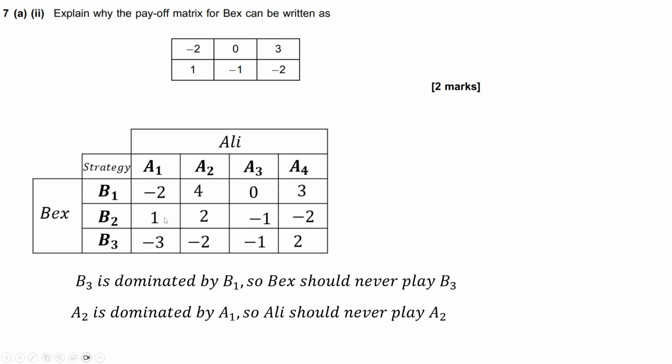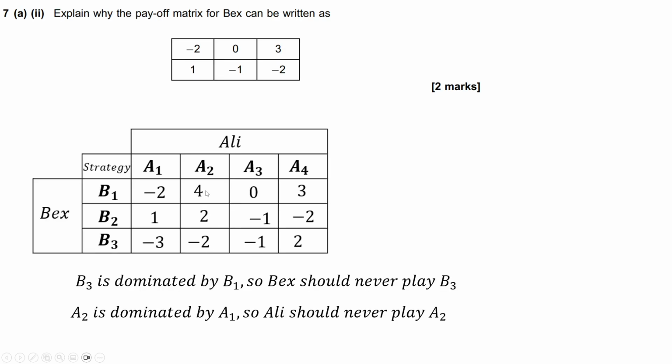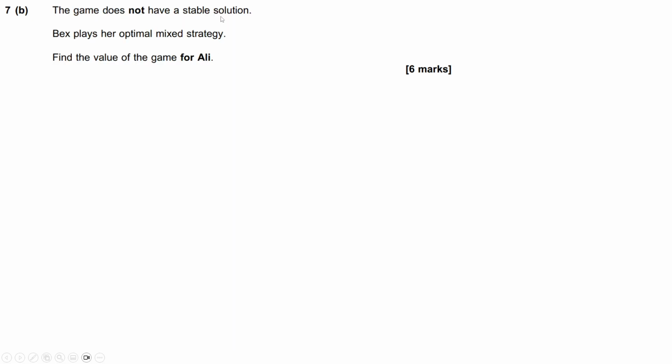He'd prefer to have the 1 over the 2 because that means in this case here he's only losing 1 instead of losing 2, and in this case here he's gaining 3 instead of gaining 2, so he would prefer this. So in all categories, A1 is just better than A2, so he should just never play it. And if you get rid of this and that, you're just left with this. The game does not have a stable solution. Bex plays her optimal mix strategy. Find the value of the game for Ali.